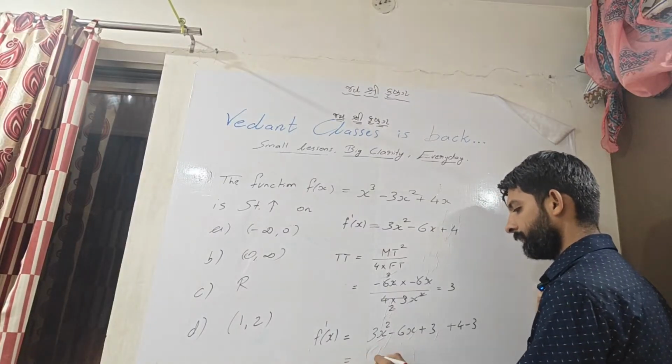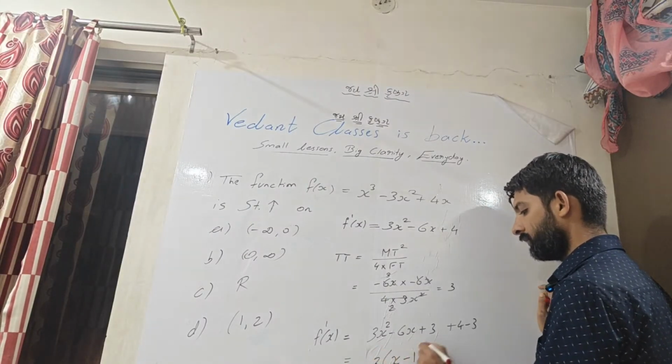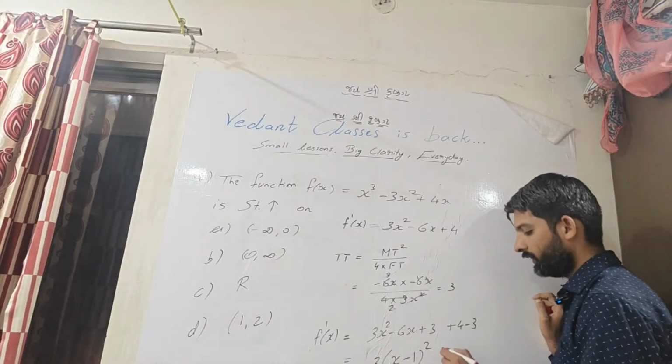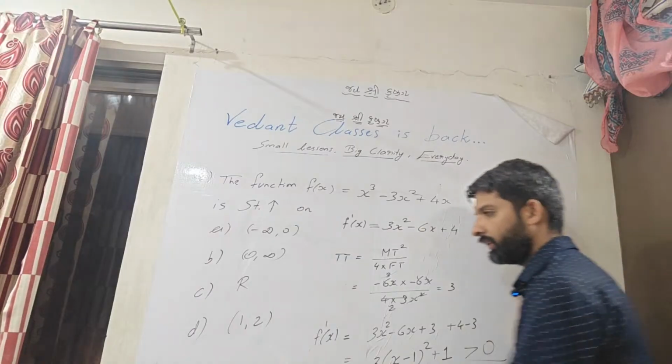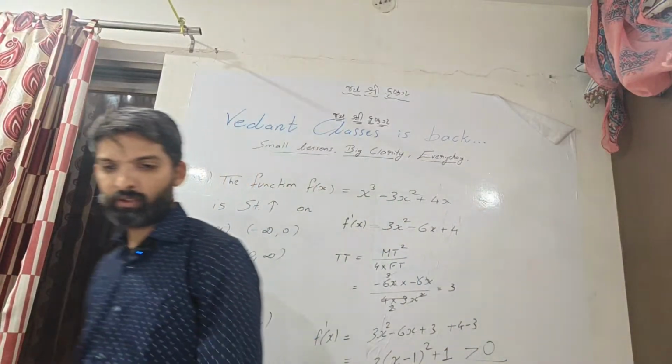So this will be a perfect square equation. You can take 3 common over here, so it will be plus 1. And as it is positive, it is always greater than 0. So option C will be the correct answer.